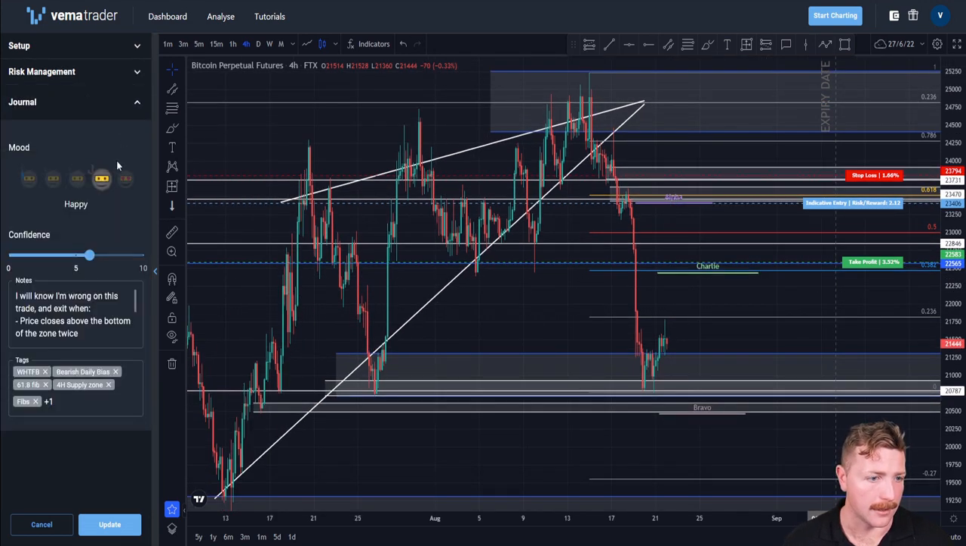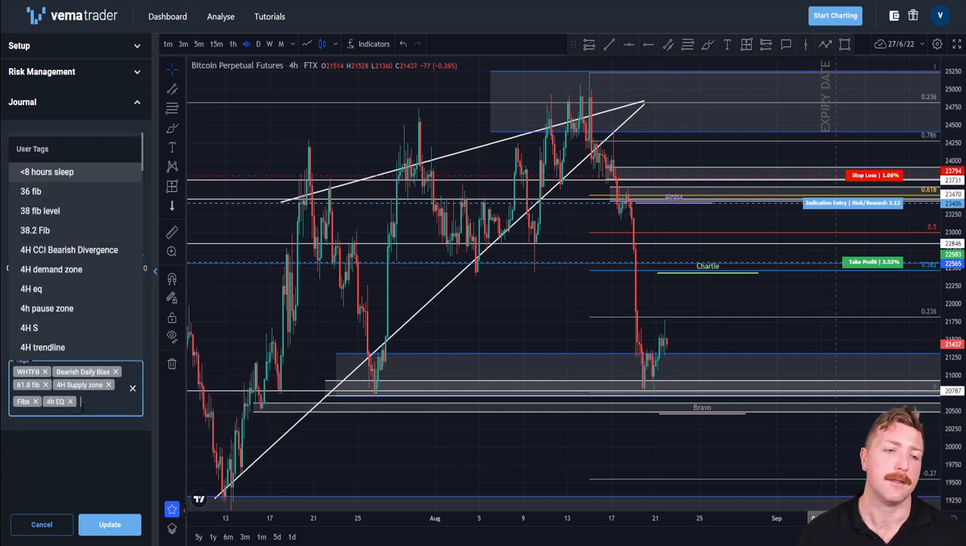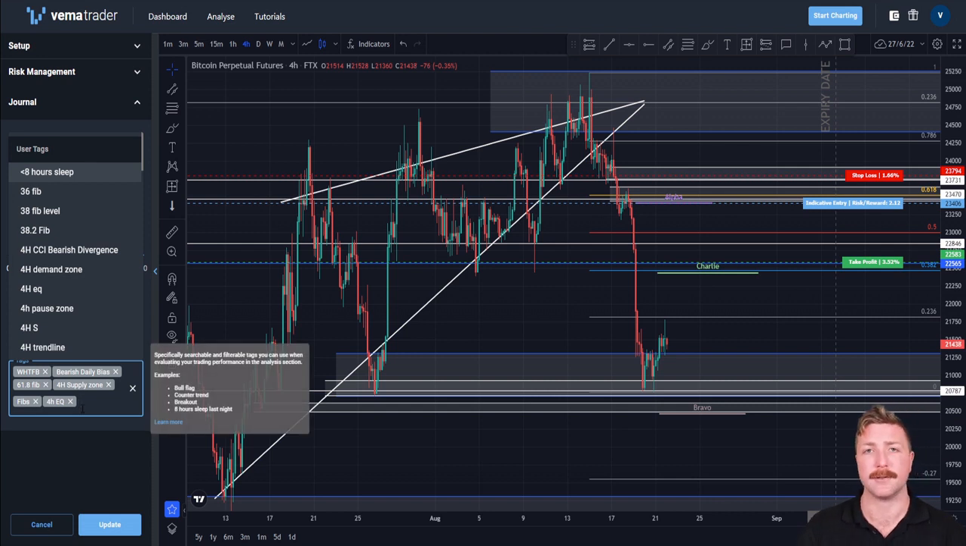And then we get to the journals. So in terms of tags, with my high time frame bias, my daily bias is bearish. It is a 61.8 fib. There's a 4-hour supply zone. I am using fibs, and there is a 4-hour EQ at that level. So pretty standard tags as well for me.